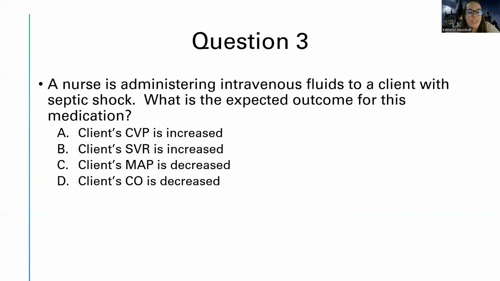But let's keep looking just to make sure there's not a trick in this question. Would I expect their CVP to be increased? Yes, and that's what I would be hoping for. And when it says expected outcome, think: this is what I'm hoping for. This is what I want the medication to do.